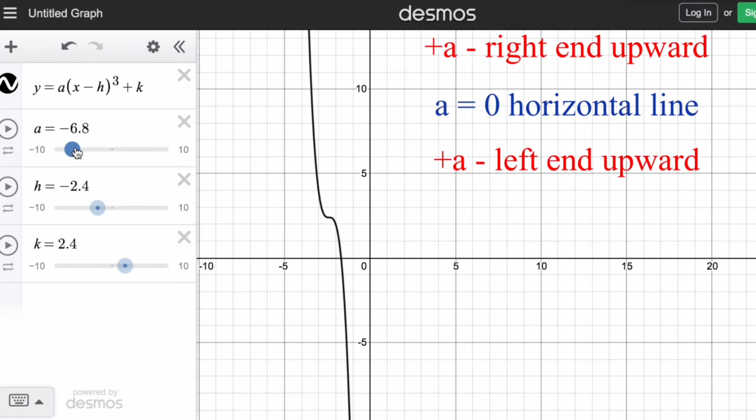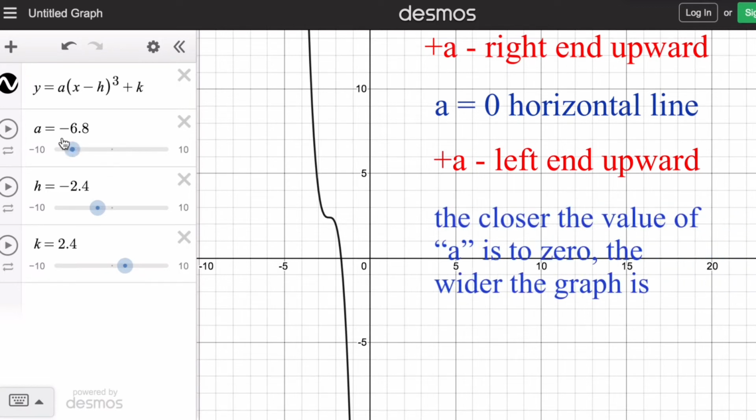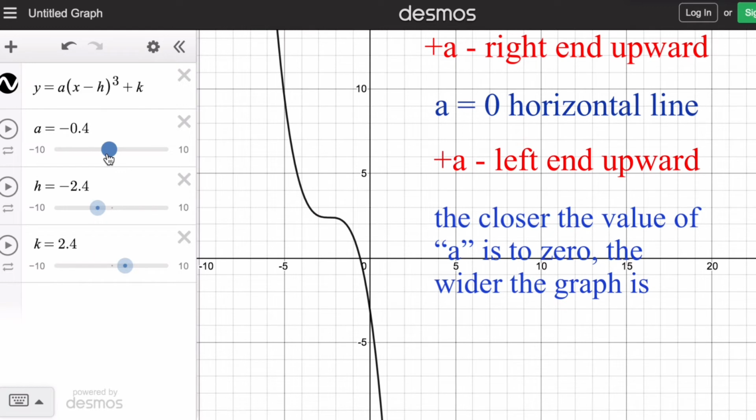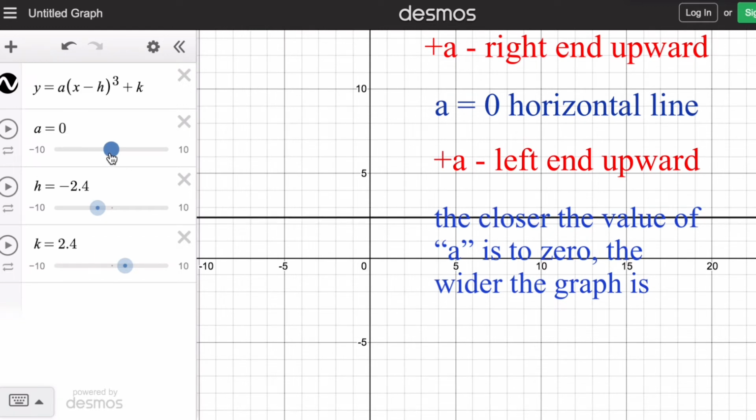Now, we also remember that this parameter a is called the stretch factor. It causes the graph to be vertically stretched, which makes it narrower, or horizontally compressed, which makes it wider. The closer the value of a is to 0, the wider the graph becomes. If you notice, we started from the negative side and we're approaching 0 right now. The graph becomes wider and wider to the point that at 0 it becomes a horizontal line.